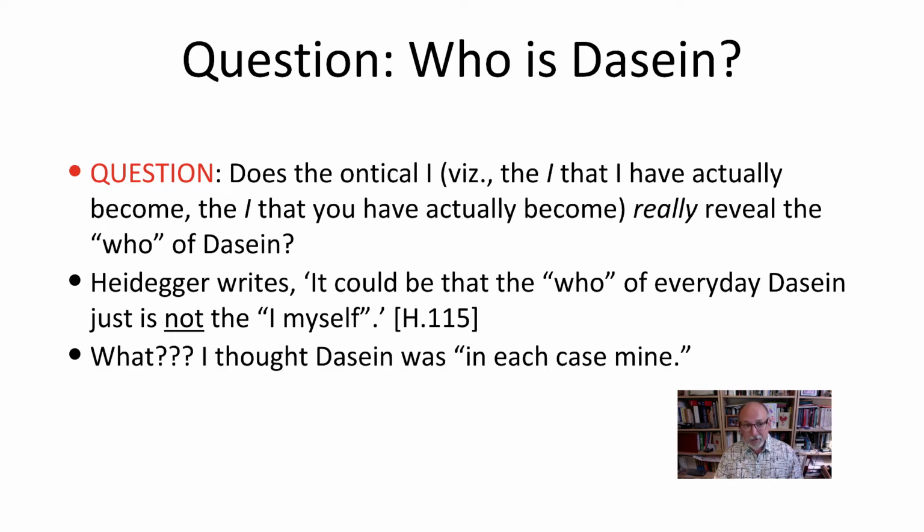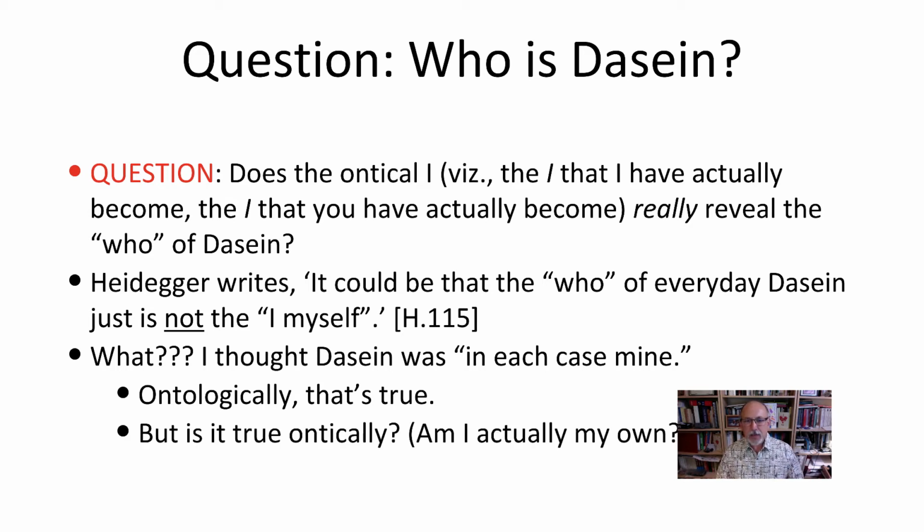What? I thought Dasein was in each case mine. How could the who of everyday Dasein not be the I myself if Dasein ontologically, existentially, that's one of the existentials, is in each case mine, Jemeinigkeit? What? Well, Heidegger says, well, look, ontologically, we are characterized, one of our existentials is Jemeinigkeit, the each-case mineness. Yes, yes. Ontically, though, is it true? Am I really my own? That's the question. Am I really my own? Do I manifest my own? Is the I that I am really mine?